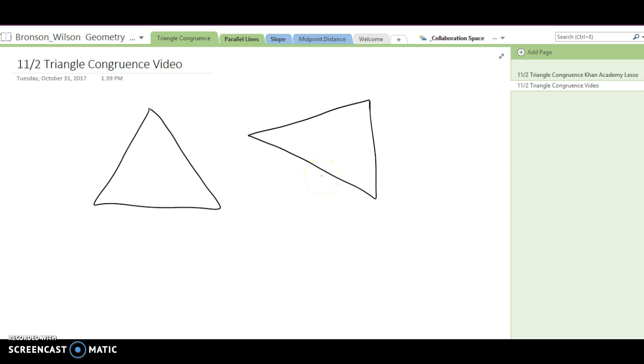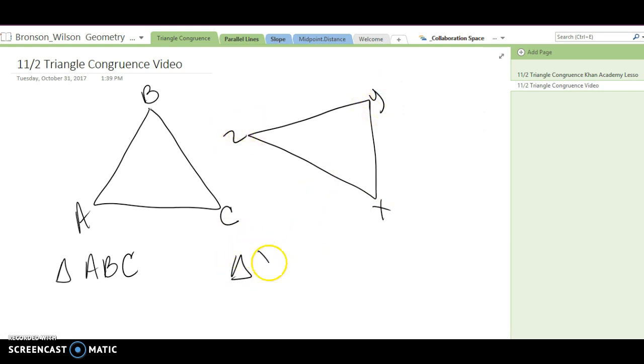Okay, so we have two triangles, and this is going to be a triangle. We'll call it A, B, C. So yes, you do have to give it some letters. So this is triangle ABC. All right, let's give the next one. We're going to call this one X, Y, Z. So this one will be triangle XYZ.